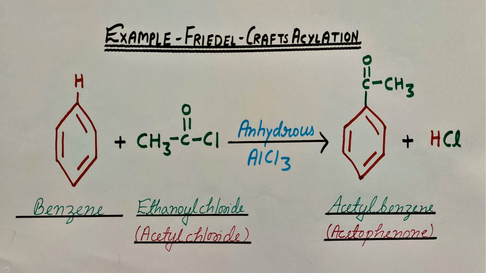Now taking up example of Friedel-Crafts Acylation reaction, we are going to react benzene with ethanoyl chloride, which is commonly known as acetyl chloride, in the presence of anhydrous AlCl3. In this reaction, H part from benzene will combine with Cl part of ethanoyl chloride, forming HCl. Now, CH3CO part of ethanoyl chloride will combine with the benzene ring, forming acetyl benzene, which is commonly known as acetophenone.